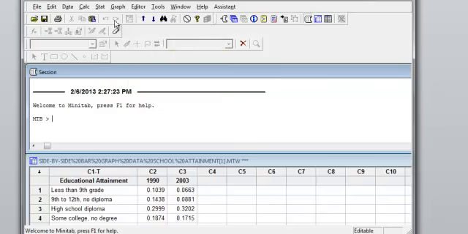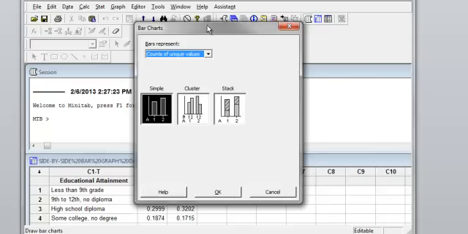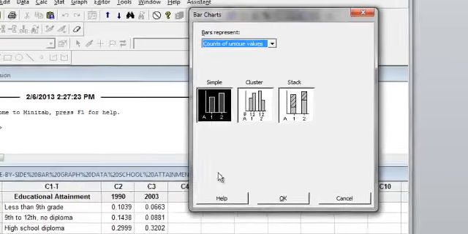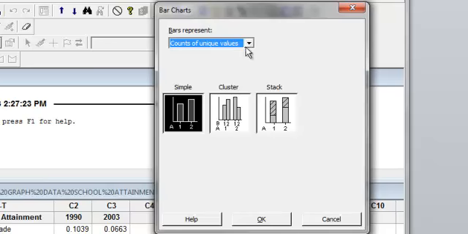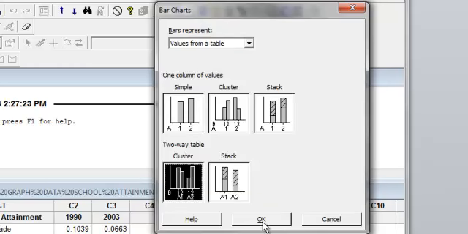Now in here I want a graph, and I want to do a side-by-side bar graph, so I go bar graph. And in this, my data is given in a table. So I don't want counts of unique values, but I want the values from a table. When that happens, I could either have a stacked or a cluster, and I wanted that cluster. So I hit cluster and hit OK.